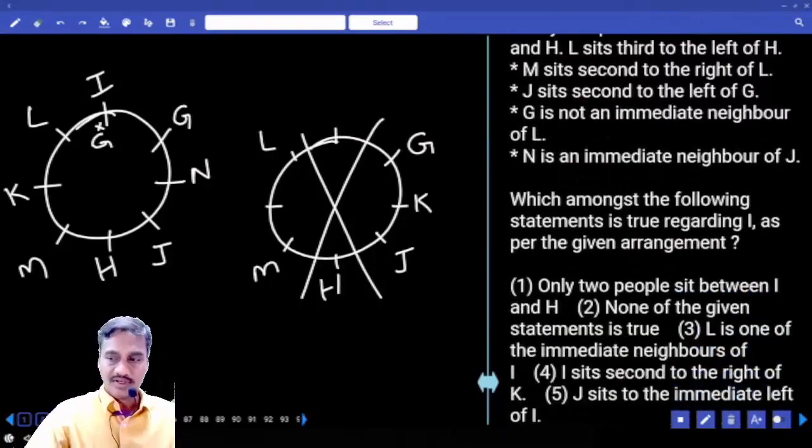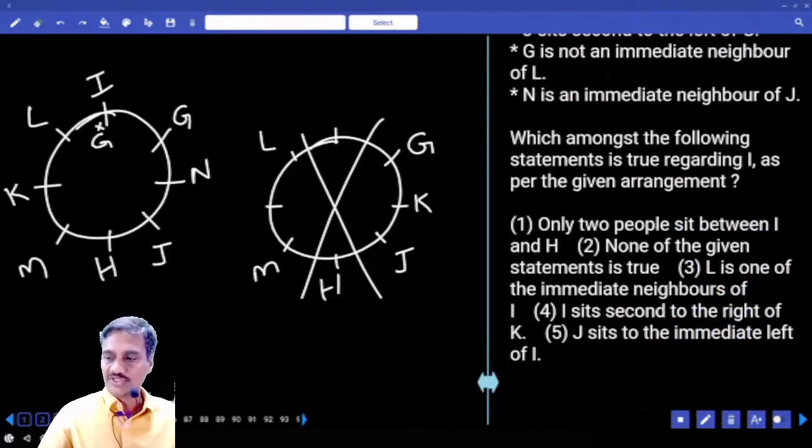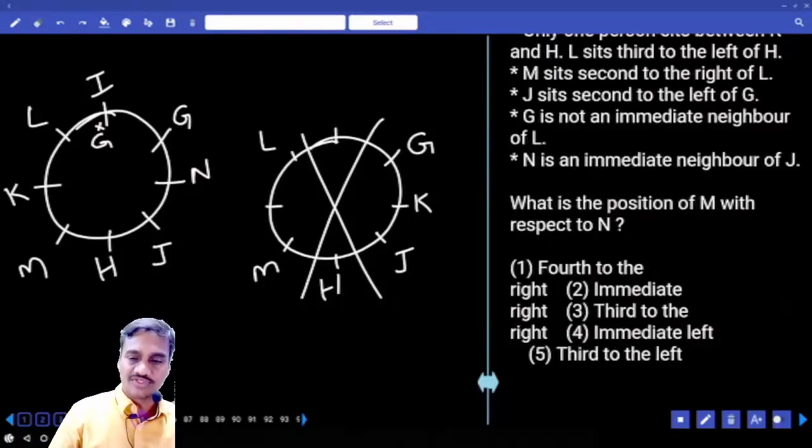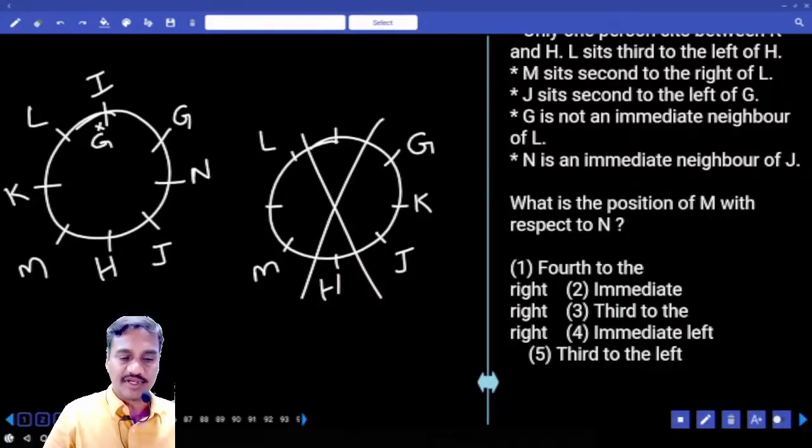Done? Then, which among the following statements is true regarding I? Only two people between I and H, true or false? That is false. And next one, L is one of the immediate neighbors of I, definitely true. Choice 3, 83. 84, what is the position of M with respect to N? Position of M with respect to N, 1, 2, 3, third to the left. It is given in choice 5, question number 84.